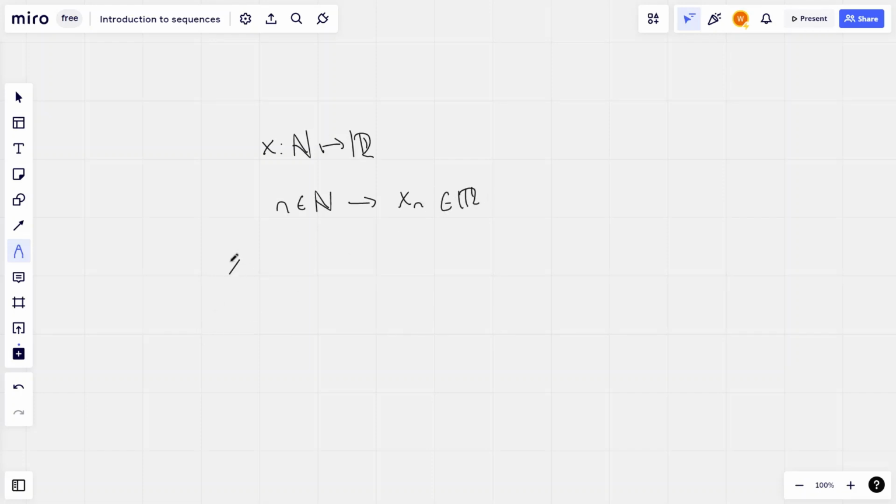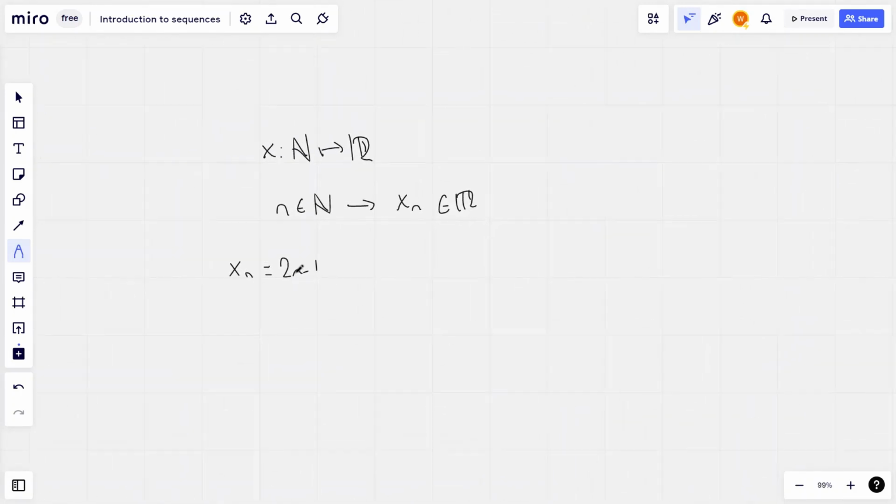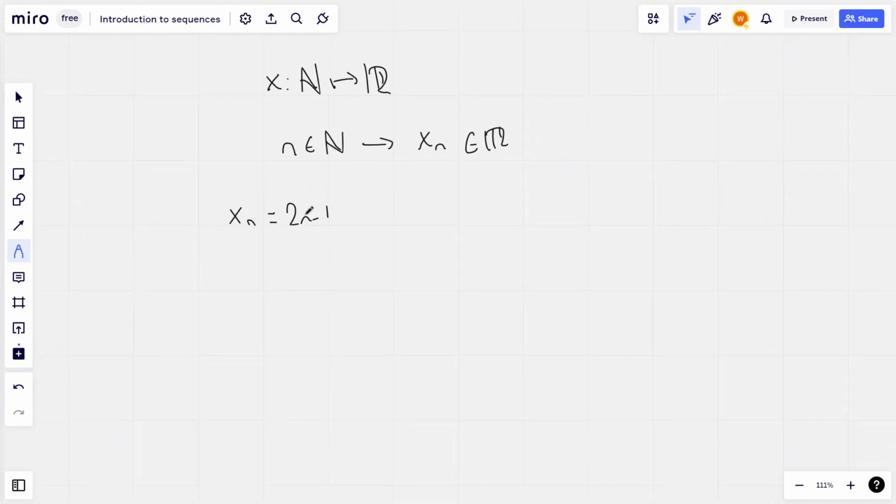So for example, say we have xn equal to 2n minus 1, and we want to see which numbers it goes to. So we have that x1 is equal to 1, x2 is equal to 3, x3 is equal to 5, and so on.